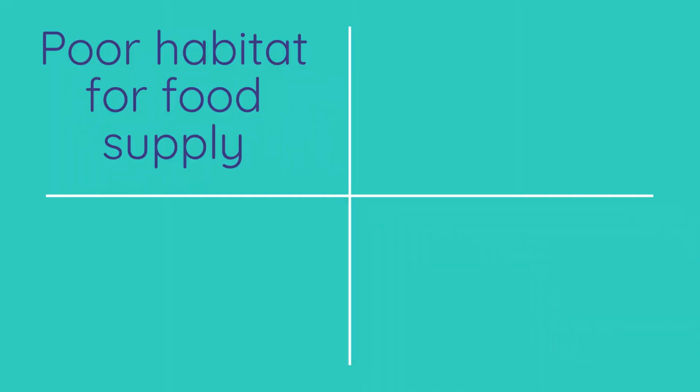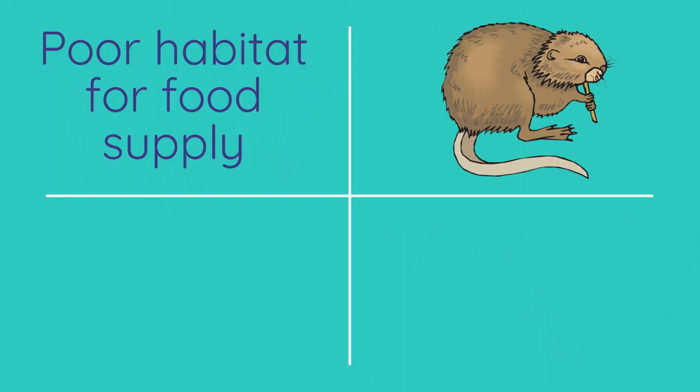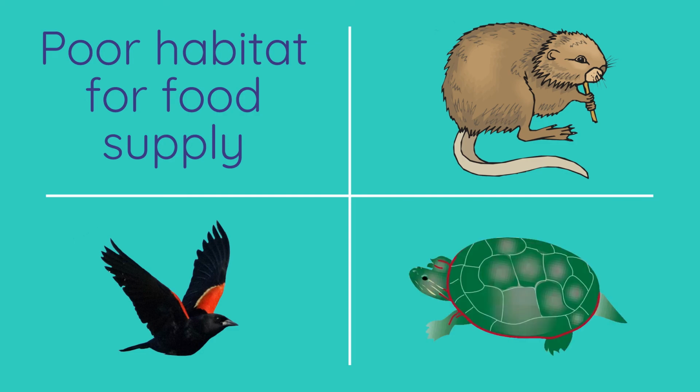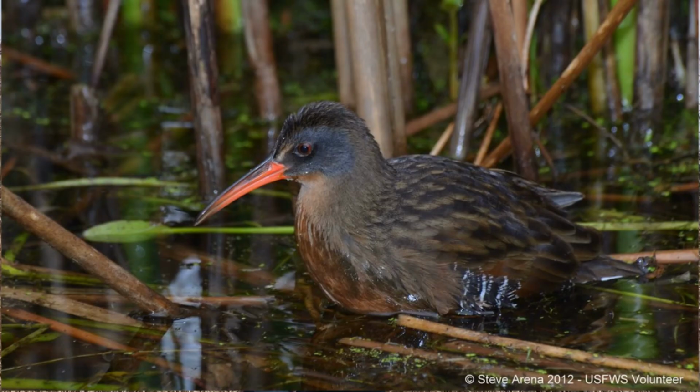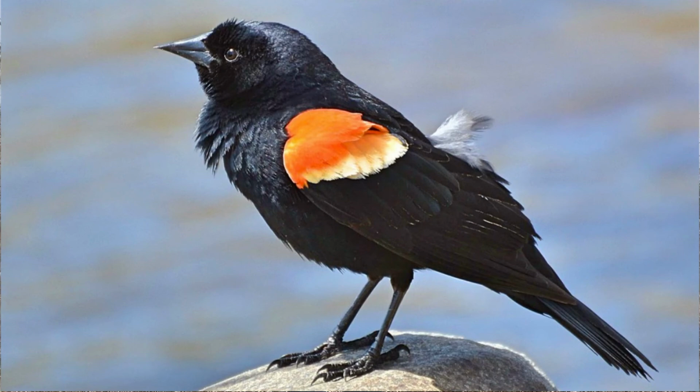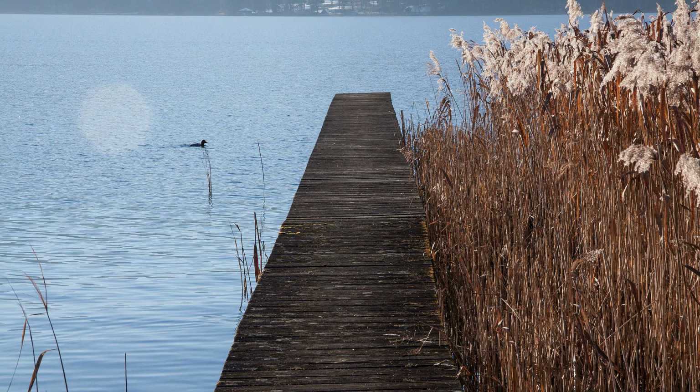Stands of invasive Phragmites are so dense that they actually provide a poor habitat and poor food supply for small mammals, birds, and reptiles. Birds such as the sora, Virginia rail, and even the red-winged blackbird are threatened by this plant. It can alter the hydrology of the area by lowering water levels.